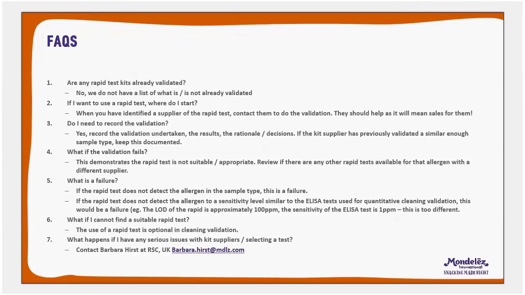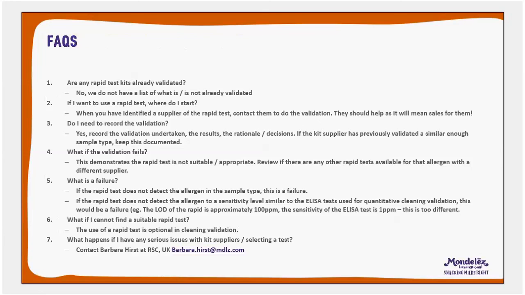However, if two sites are making exactly the same type of product and they're going to use exactly the same type of rapid test, they could use the information validated by one site for another site. So it's important that you can share that. Okay, question 2. If I want to use a rapid test, where do I start? Well, first of all, you need to identify a supplier of the rapid test and contact them in order for them to do those checks that we've just mentioned.